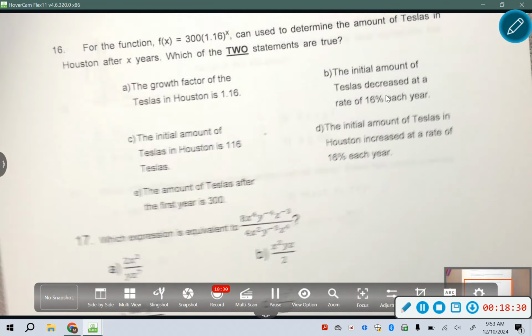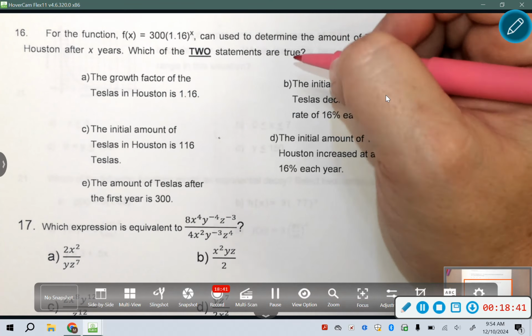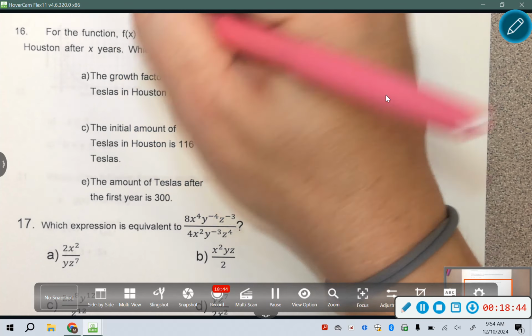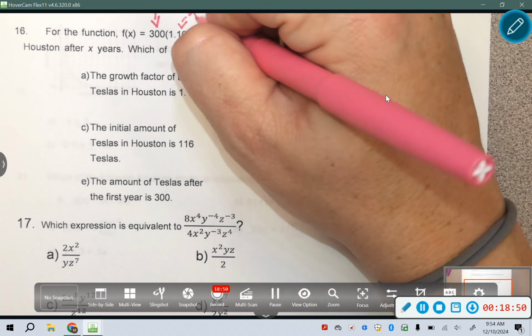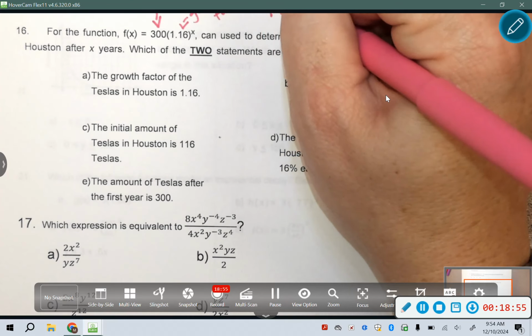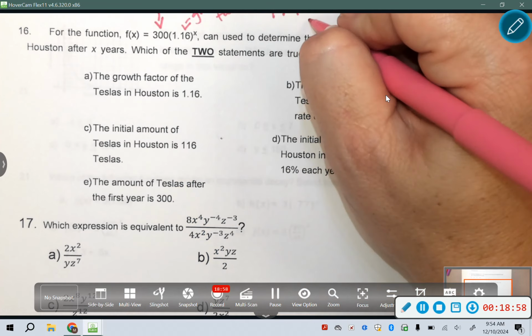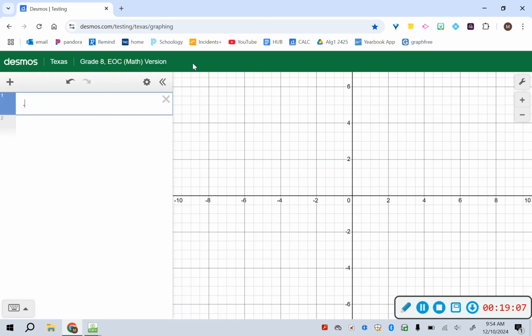Okay, let's look at number 16. 16 says, the function f of x equals 300 times 1.16 to the x can be used to determine the amount of Teslas in Houston after x years, which two statements are true. So again, remember, A is my start, my initial value, and B is a growth factor because it's greater than 1. And I want you to remember the way we find that is 1 plus our r. Well, my r is 0.16, which if I multiply by 100, it will tell me the percent. So I know that 0.16 times 100 is 16%.